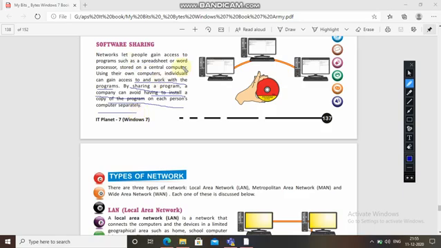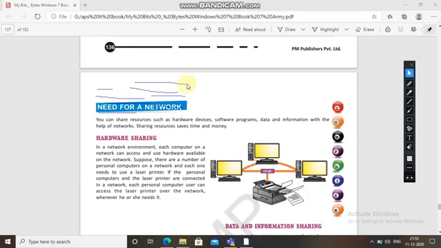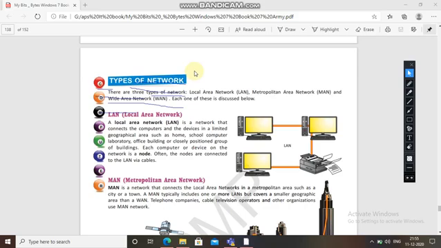Okay, so this is a small introduction about why we need a network. For all these purposes we need a network. Now the next topic is types of network. How many types of network are there?